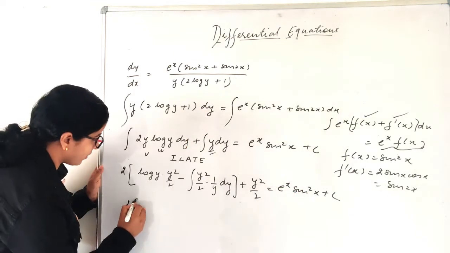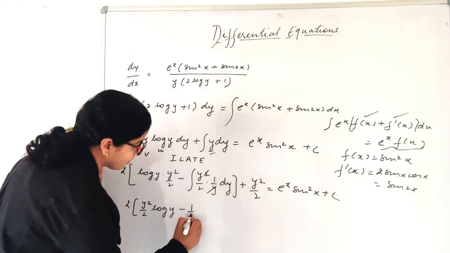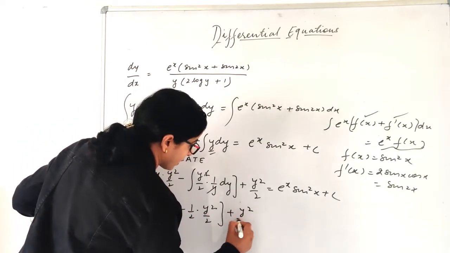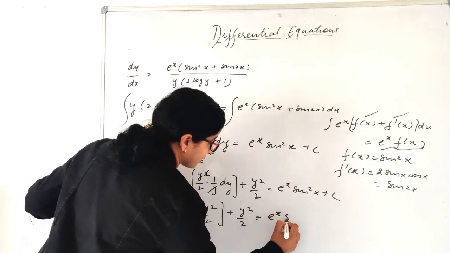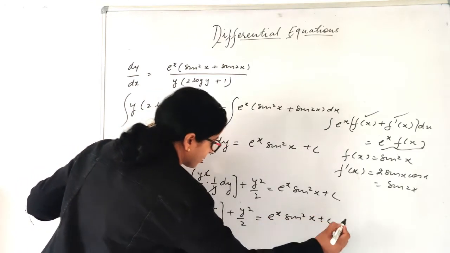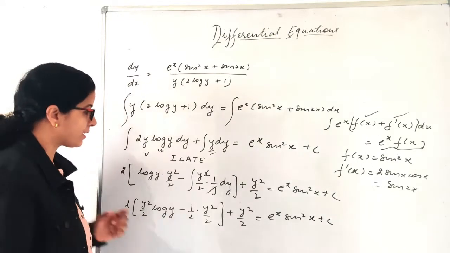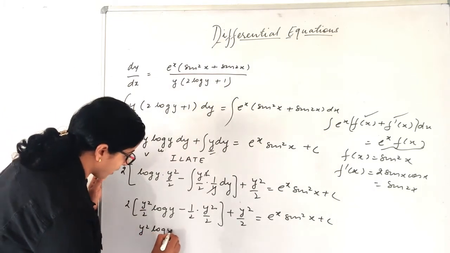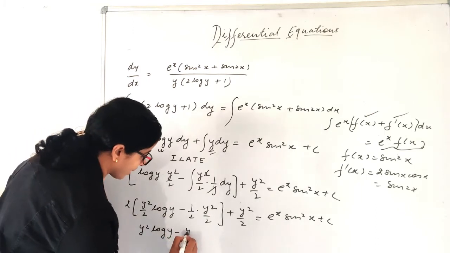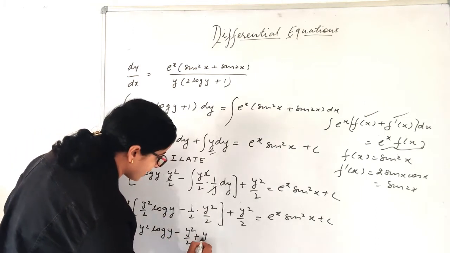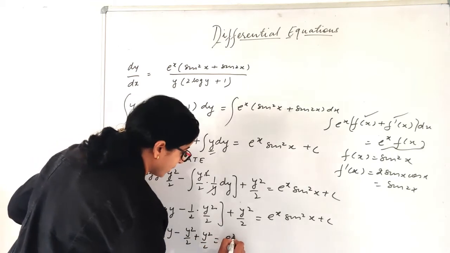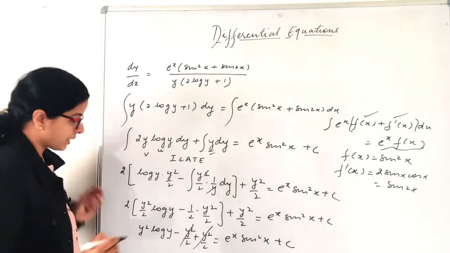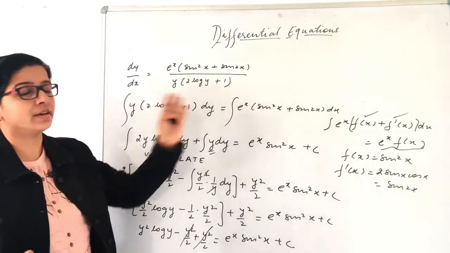Now again we'll solve it. This y and y can get cancelled. You will get again y square by 2 plus y square by 2 equals to e^x sin square x plus c. Okay, we can collect the terms. So what am I getting? y square log y minus y square by 2 plus y square by 2 equals to e^x sin square x plus c. This is the required solution of my differential equation.